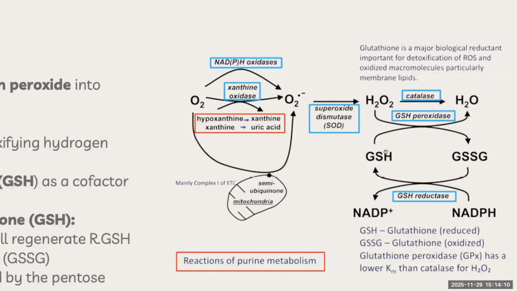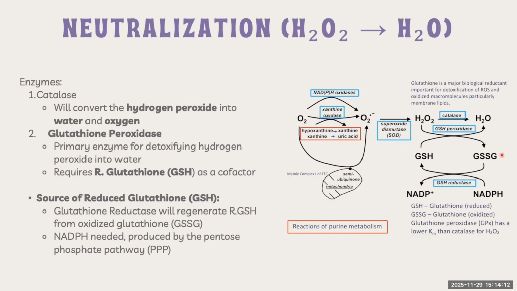Okay. So again, let's go over it again. We want to neutralize this hydrogen peroxide, okay? This hydrogen peroxide can be neutralized via two enzymes. You have catalase as well as glutathione peroxidase, okay? Catalase is not very efficient, so we go to our glutathione peroxidase. This glutathione peroxidase is the main enzyme that will be used to detoxify the hydrogen peroxide.